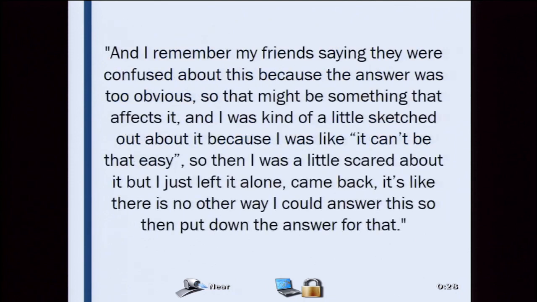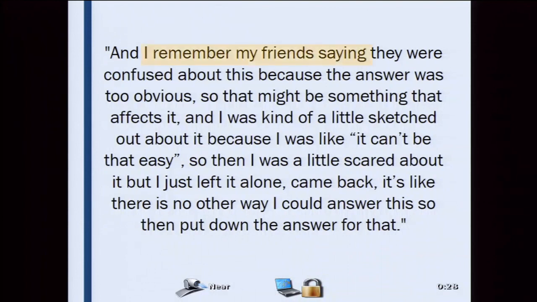So the first one, and I remember my friends saying they were confused about this because the answer was too obvious. So that might be something that affects it. And I was kind of a little sketched out because I was like, it can't be that easy. So then I was a little scared about it, but I just left it alone and came back. It's like there's no other way I could answer this, so then I put down the answer for that.